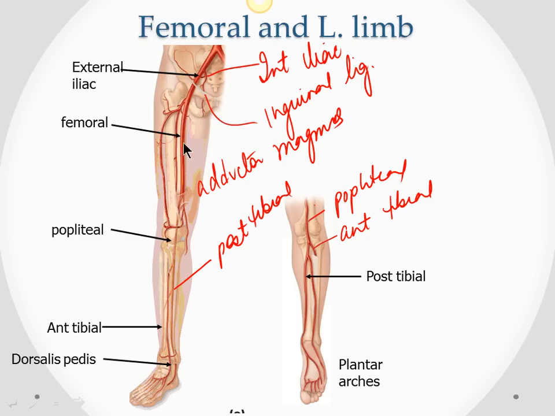So here you can see how femoral is becoming popliteal, which divides into two. Remember how brachial divided into radial and ulnar? They were lying side by side. Here they lie anterior and posterior. Anterior and posterior tibial. Anterior tibial continues as dorsalis pedis, so a bit of a change here. And only the posterior tibial forms the plantar arch, or its branches form the plantar arch. Okay?